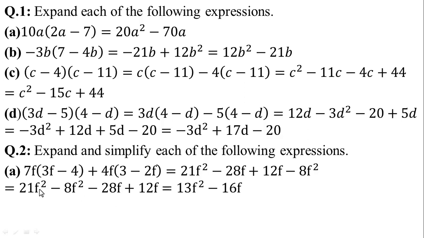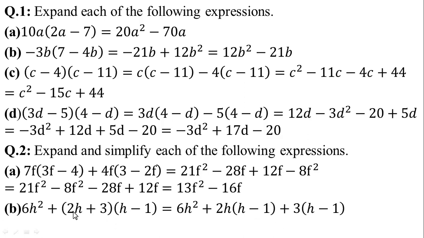So 21 minus 8 is 13, then 13f square, and minus 28 plus 12 is minus 16, so minus 16f. The answer of the A part is 13f square minus 16f. Now in the B part, 6h square plus 2 plus 3 into h minus 1. So 2h is multiplied by h minus 1 and 3 is multiplied by h minus 1.